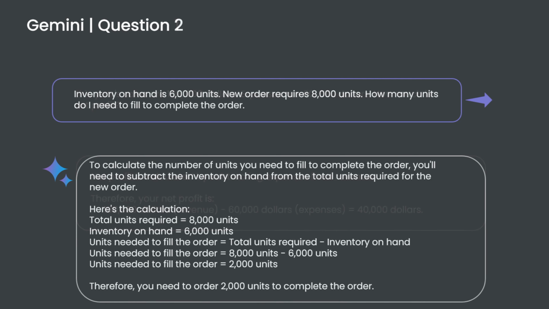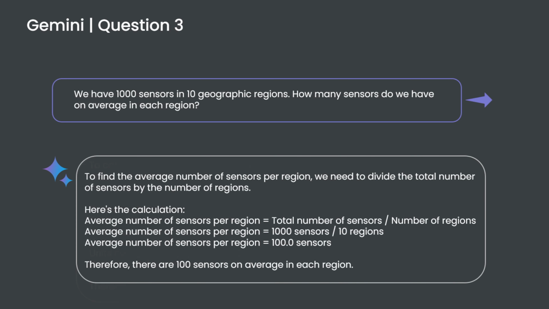And then here's another question. Inventory on hand is 6,000 units. A new order requires 8,000 units. How many units do I need to fill to complete the order? And again, Gemini answers the question by performing the calculation. Now, last example, we have 1,000 sensors in 10 geographic regions. How many sensors do we need on average in each region?